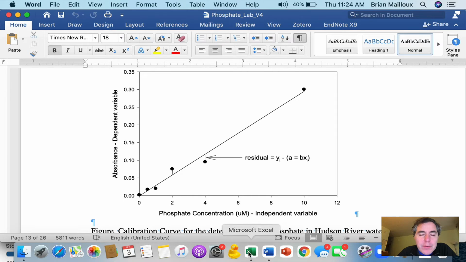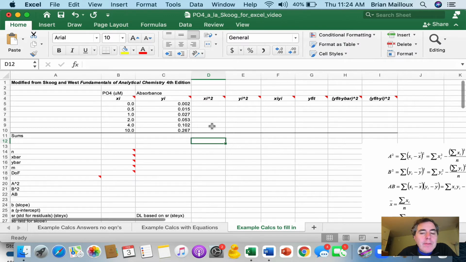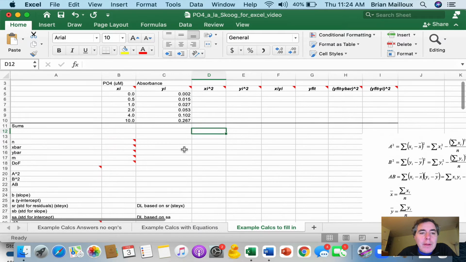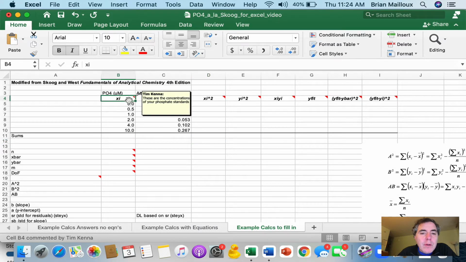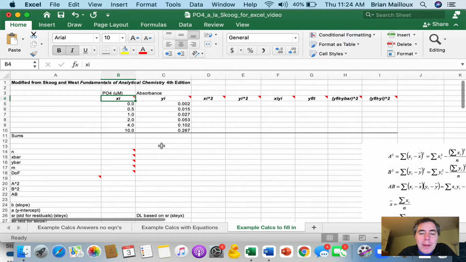So if I jump to Excel, this is the Excel sheet. We have the equations we have to use, and then for each value, we have hints. So if you go through and fill them out, you'll be able to do it all. Here, imagine we were in the lab. We made standards for phosphate, and we measured the absorbance. And now we want to go figure out our unknowns.